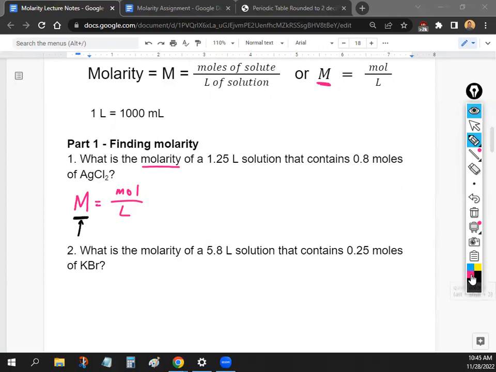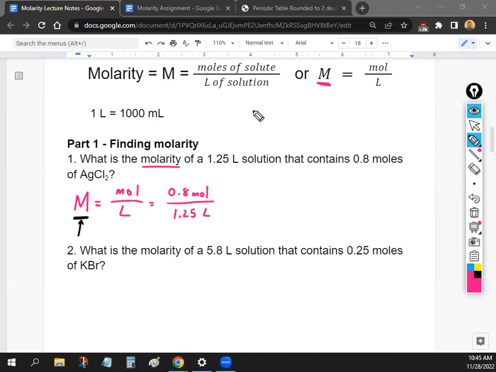Okay, so let's look at the problem and see if we can figure out the moles. How many moles do we have in this solution? Yeah, 0.8, super easy. It's just right there, 0.8 moles. And then we're going to divide that by the liters. How many liters do we have in the solution? Yeah, 1.25. Okay, and that's it. All we need to do is plug into the calculator and we're all done.